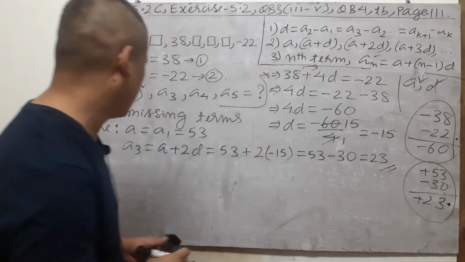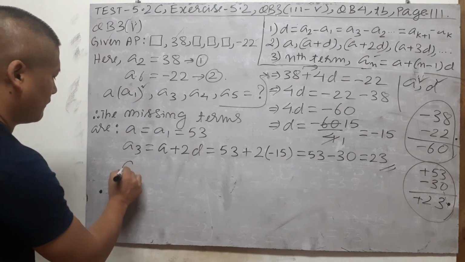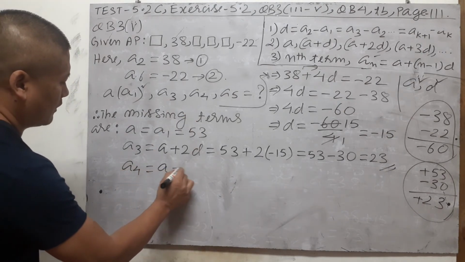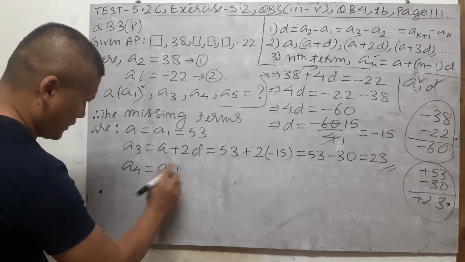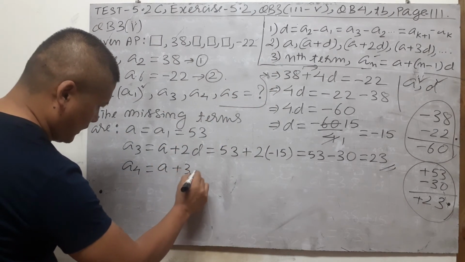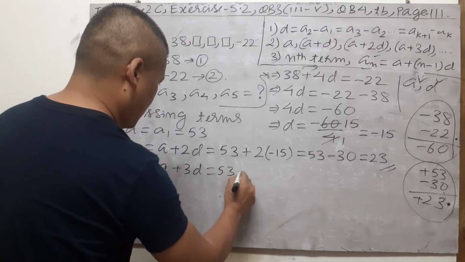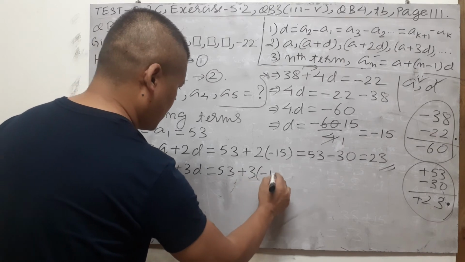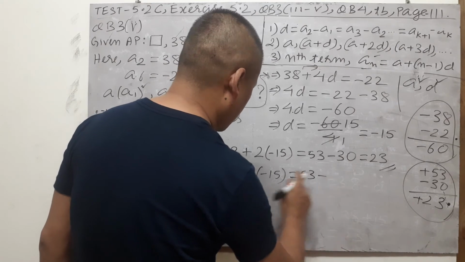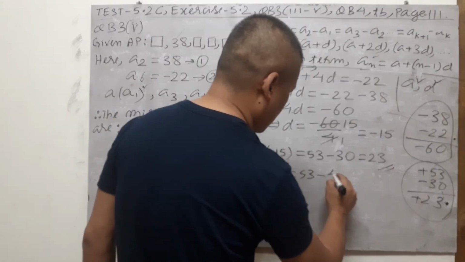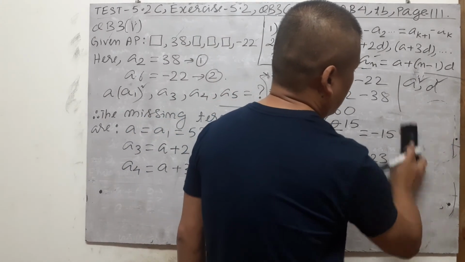The next missing term, 53, 23. Yes, correct. Then next is A4. Using this formula we know, one lower, so A4 means A plus 3D. Then 53 is A plus 3 into D, which is minus 15. So 53 minus, because plus into minus, 3 into 15 is 45. You can write these things on your graph, okay?